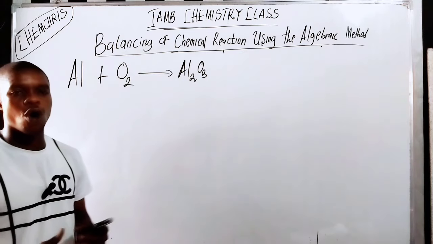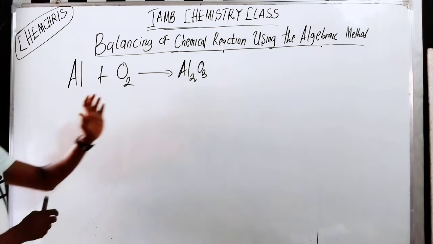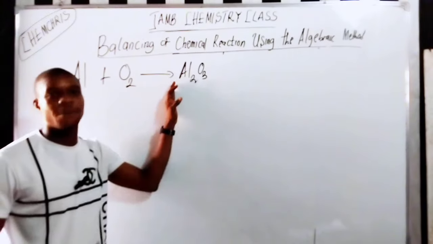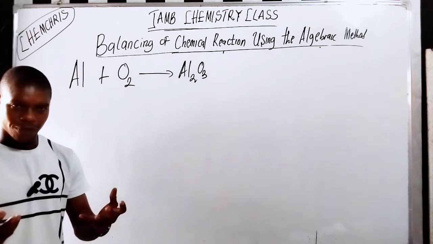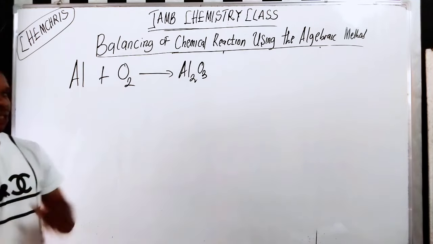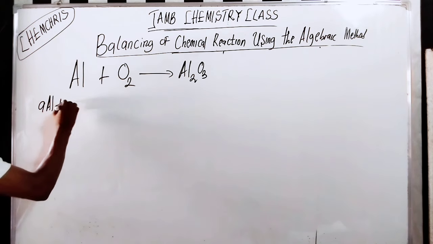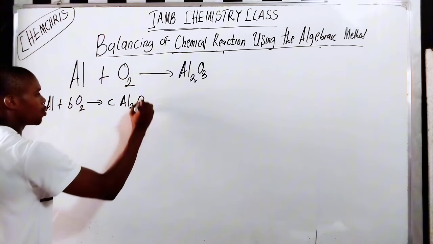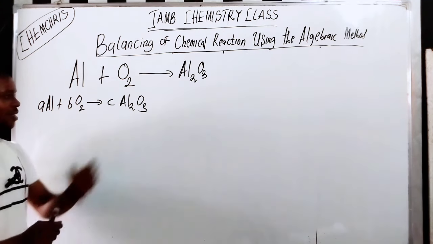The first step in balancing a chemical equation is to assign alphabets to all the species, both products and reactants. So you have A, B, and C. I like starting from A, B, and C, but you can use X, Y, and Z, depending on what is convenient for you. So my first step is to assign letters: A plus B O2 gives C Al2 O3. That was step one.